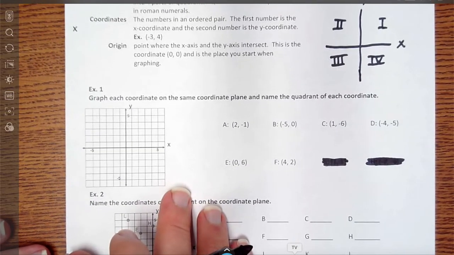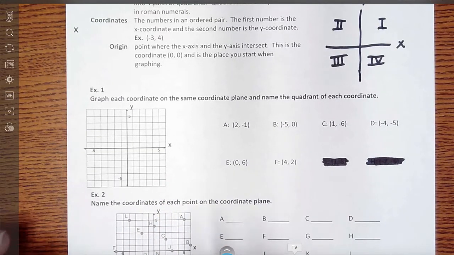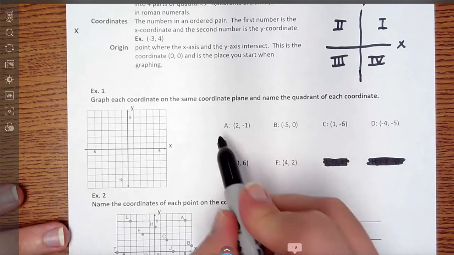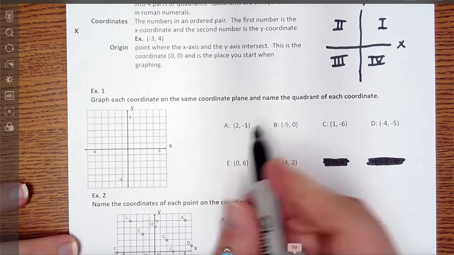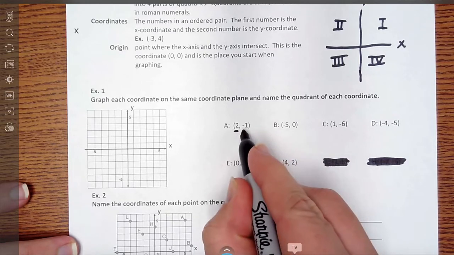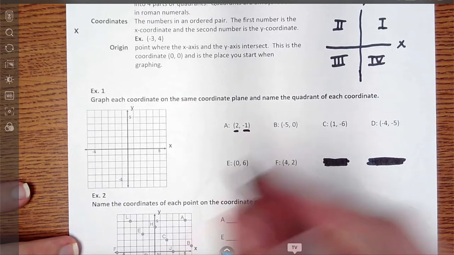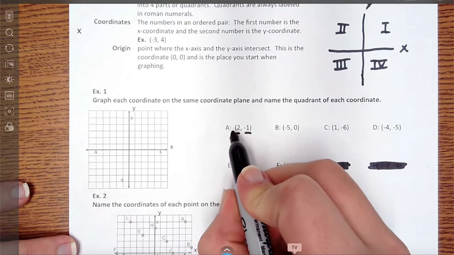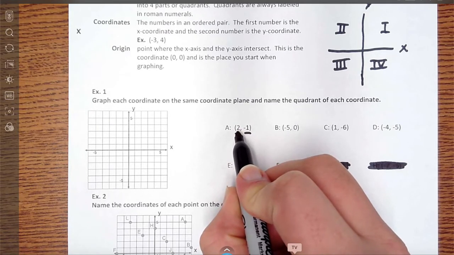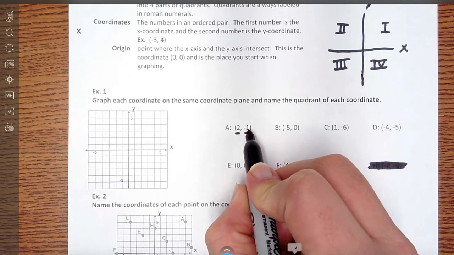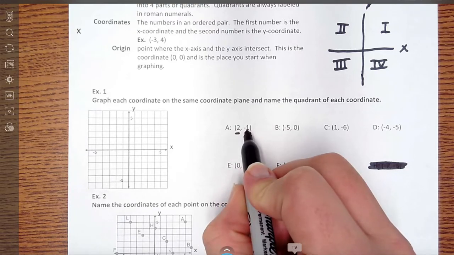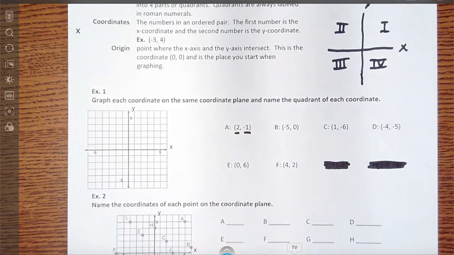When we're looking at these points, we're going to graph the point and then name the quadrant. The point (2, -1). First one is left and right, and the second one is up and down. An easy way to remember, I think, is to think: I have to walk to the elevator before I can take the elevator up and down. Walking to the elevator is left and right, taking it is up and down.